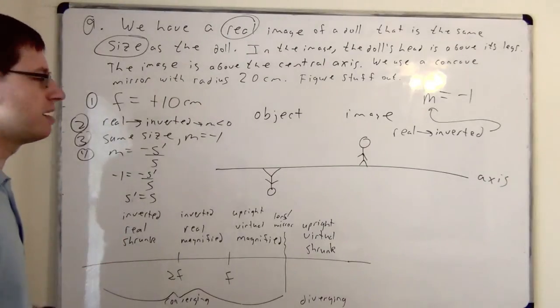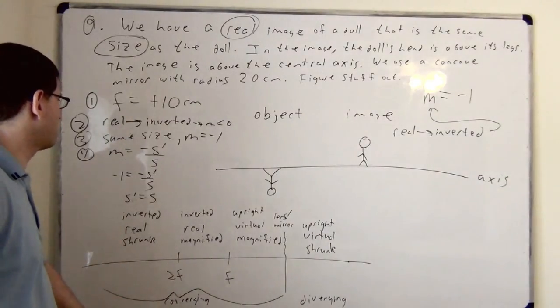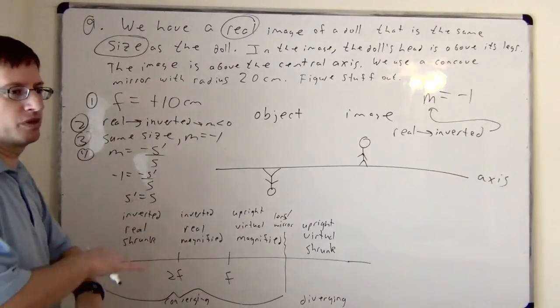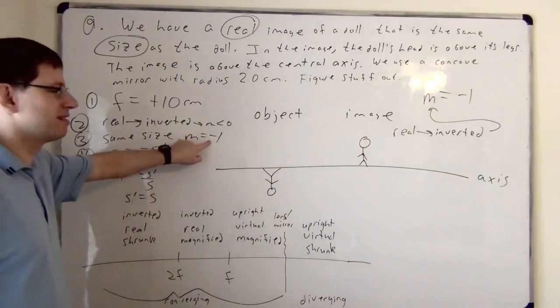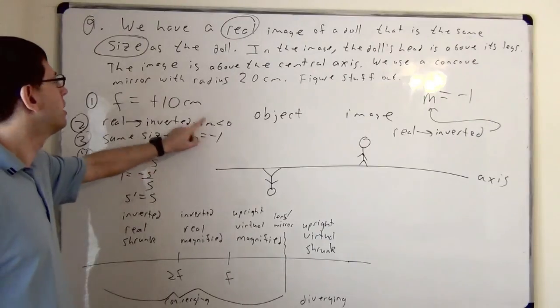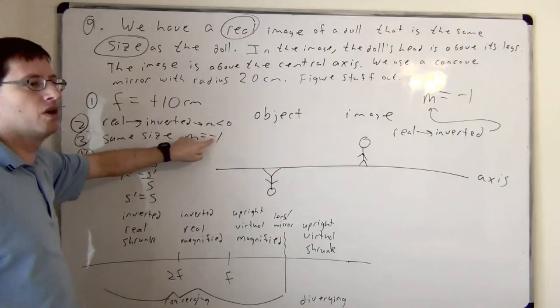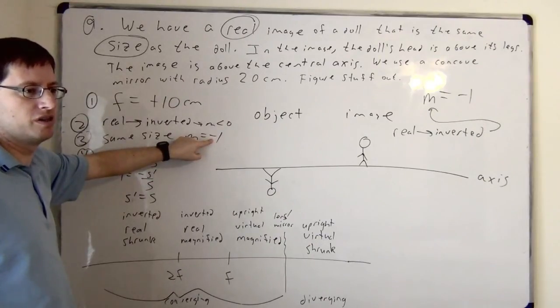Now here's where people mess up. Notice that if we were careless, we would have said m was 1, and then we would have got s prime is negative s, and the answer would come out complete gibberish. So this is the most important step to highlight here. Does same size mean that m equals 1? No, it means m is 1 or negative 1. The signs here are really crucial.